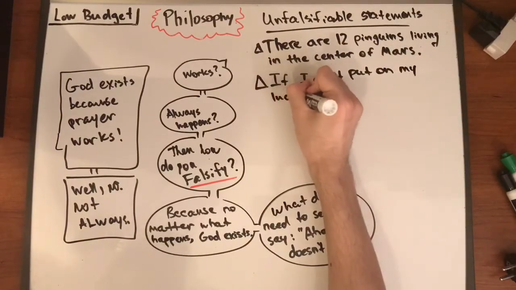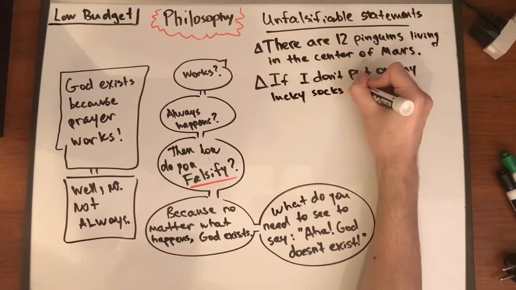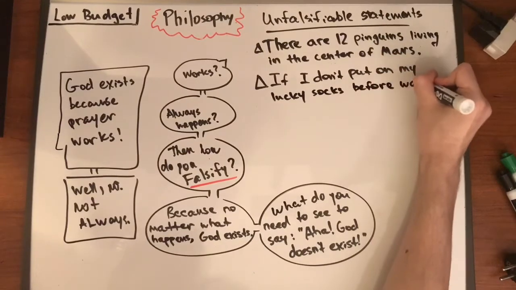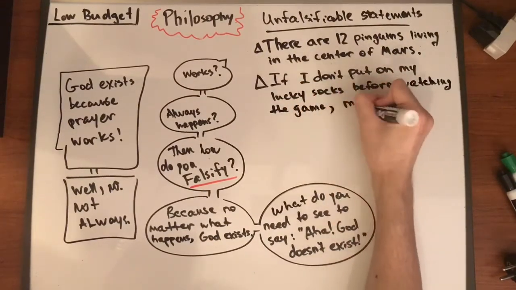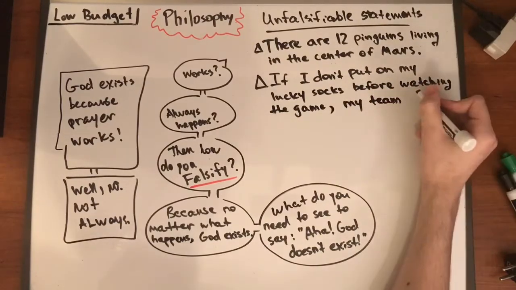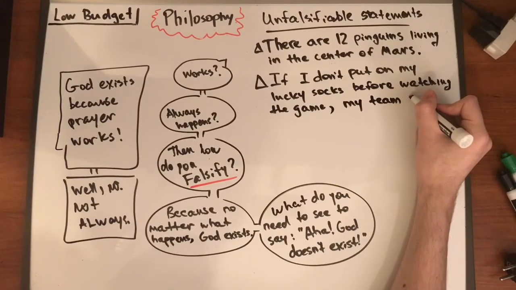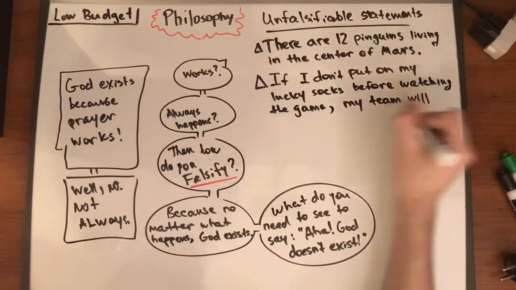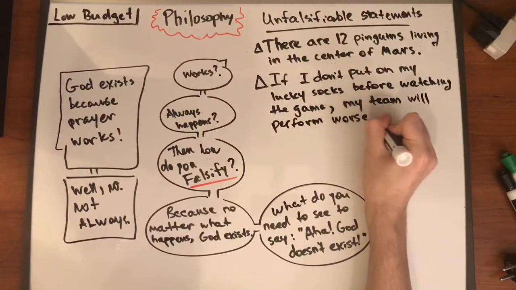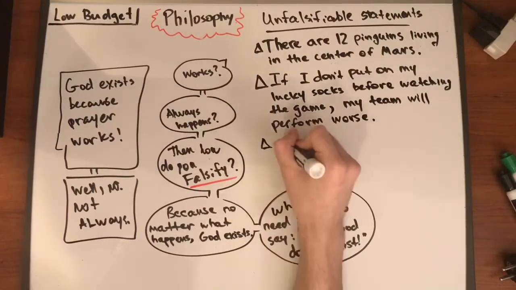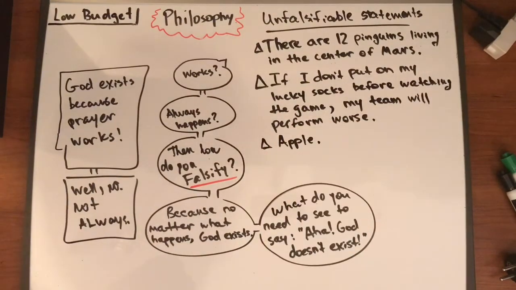Another example of an unfalsifiable statement could be this. If I don't put on my lucky socks while watching the game, my team will perform much worse than if I did put them on. Since the person only watches the game once, there is no way to falsify this statement. In this specific case, we are missing what is known as a control group. So we cannot compare it to anything else.